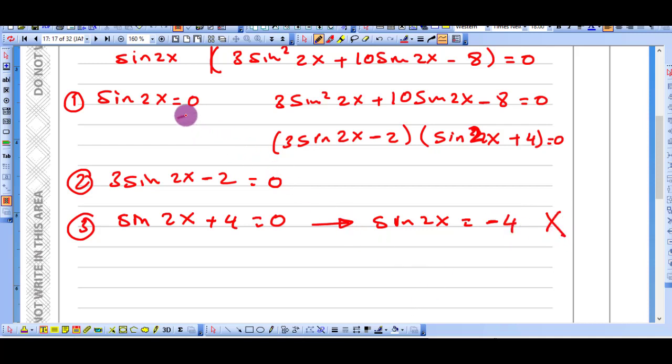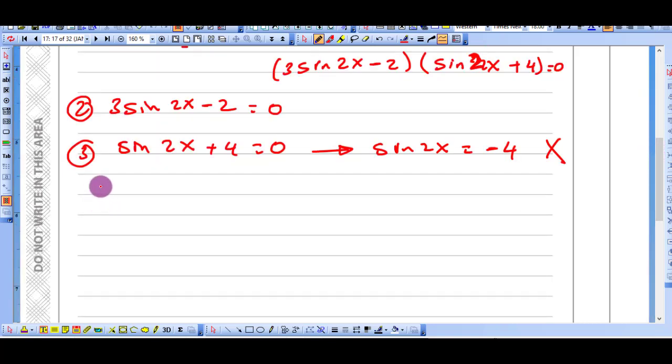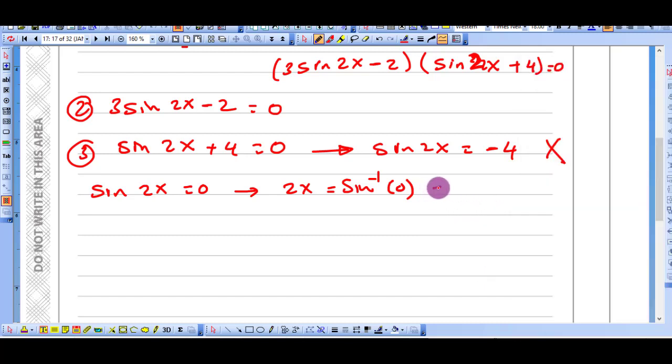Okay, from here, sine 2x is equal to 0. Sine 2x is equal to 0, so 2x is equal to sine inverse 0. Shift sine minus 1, 0 is equal to 0. So from here, x is equal to 0, and this is the first answer.